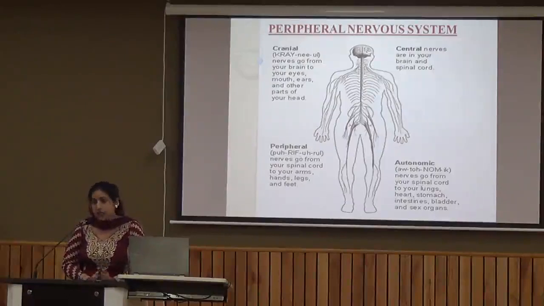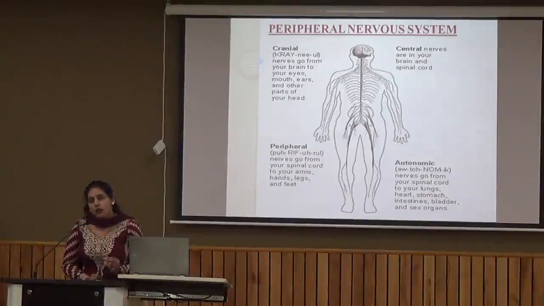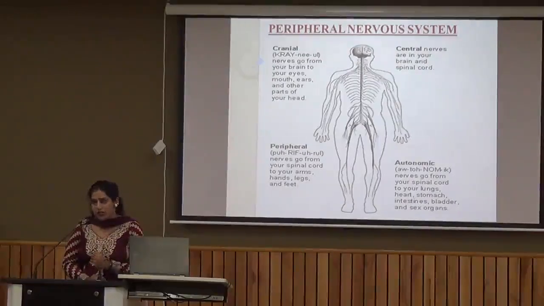And autonomic nerves, these are those nerves which will always keep on functioning because they are for those actions which are not under our control, those are involuntary actions. So, if you see from cranial to the autonomic, they all are connected to each other.